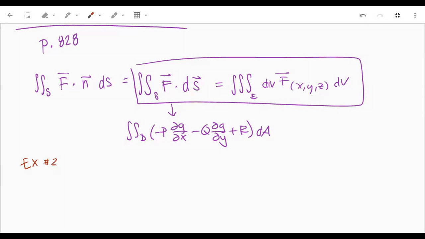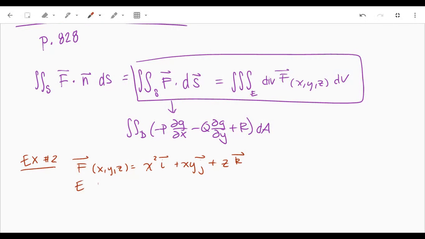which gives us F, your vector field, is x squared i plus xy j plus z k. So we need the field, and then we also need the solid. E is a solid bounded by the paraboloid.